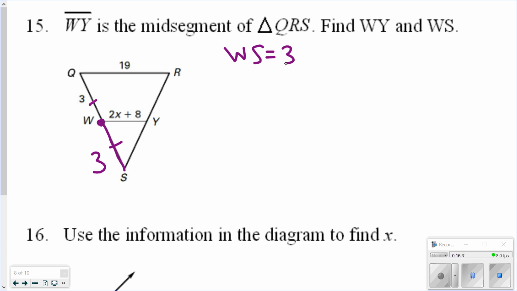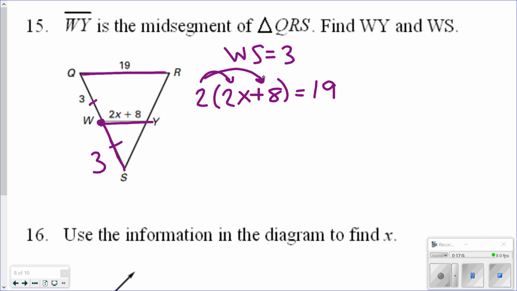All right, so now we're going to look at the midsegment and the third side. So here's my midsegment compared to my third side. Once again, the midsegment and the third side are not congruent. The midsegment is half the length. So if I want the midsegment to be the same length, I need to multiply it by 2. So 2 times my midsegment, which is 2x plus 8, will equal the third side, which is 19.